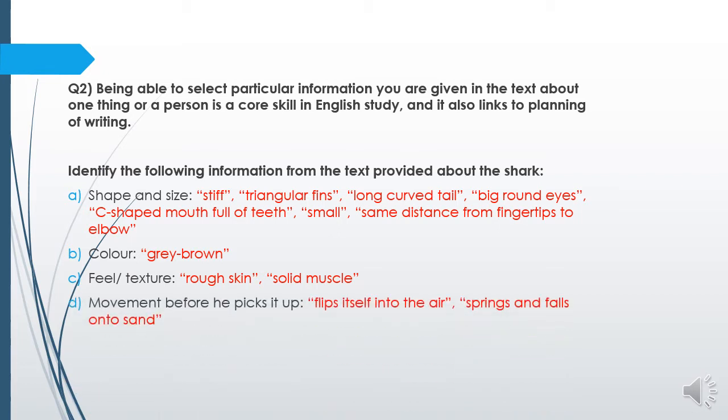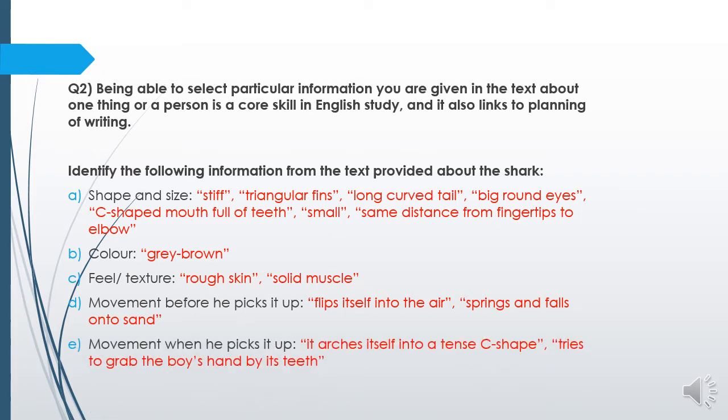Movement before he picks it up. At the beginning of the text, it states that it flips itself into the air, springs and falls onto sand. When he picks it up, it arcs itself into a tense C shape. It tries to grab the boy's hand with its teeth. This is in the moment of picking up. After he releases it, it flips and flops on the sand all over again.